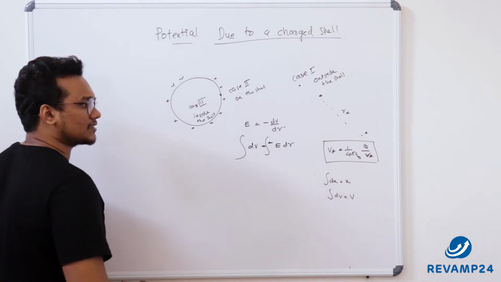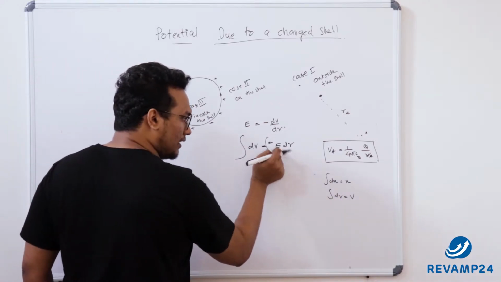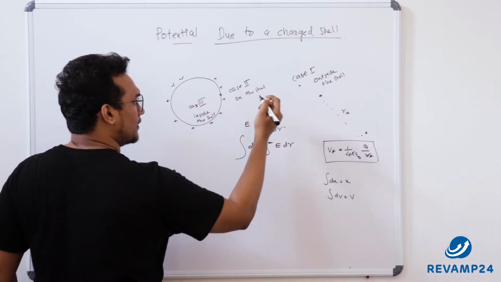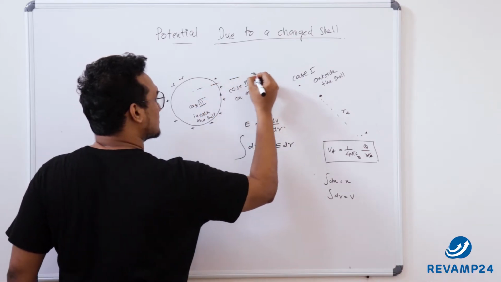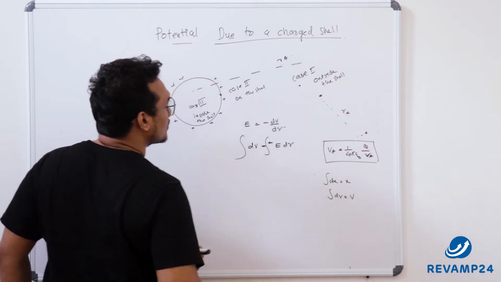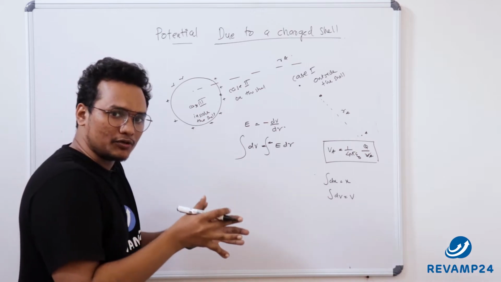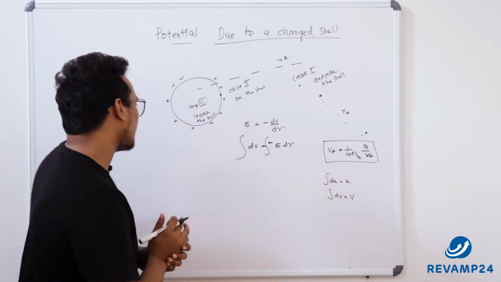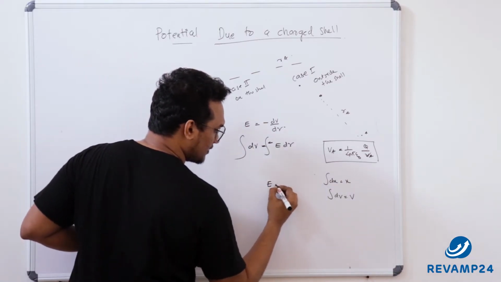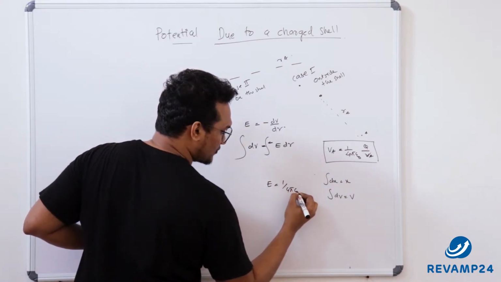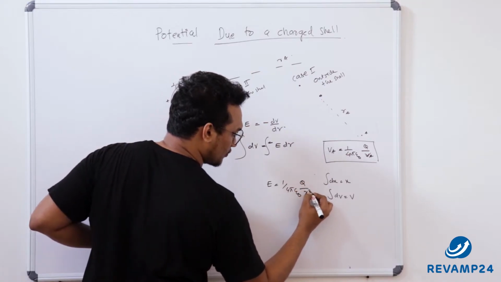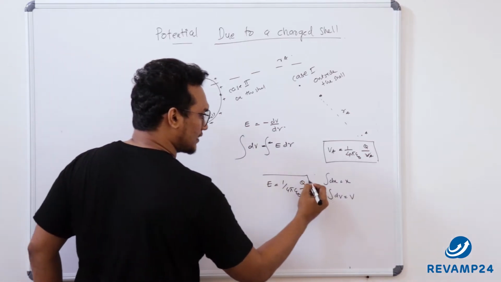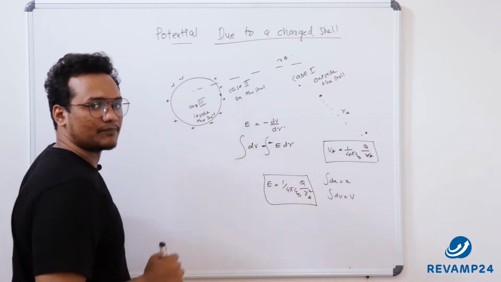Why have I used this equation? Because I know E. I know the electric field at a point at a distance, which I am going to take as RA away from here. What is the electric field due to a spherical shell at a distance of RA from the center? The equation for electric field is nothing but 1 by 4 pi epsilon 0 q by r square. So at a distance of RA, this will be the value of electric field. This we have learned in chapter 1.